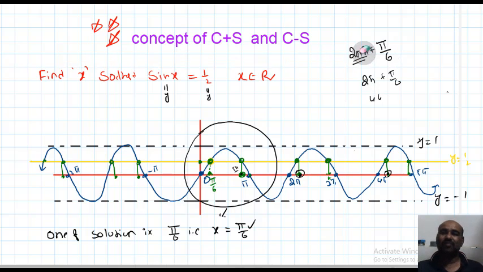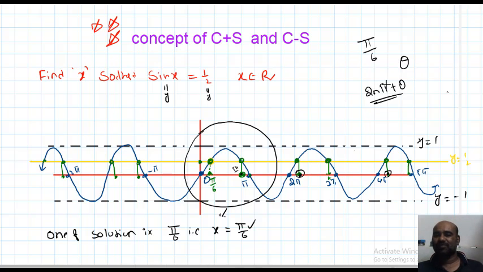So what I am trying to explain to you people is that if theta is one solution of any trigonometrical equation, automatically another solution is 2n pi plus theta, because 2 pi is the period for any trigonometrical function. That's why 2n pi plus theta is a solution for the same equation. Theta is one solution, automatically 2n pi plus theta is another solution of the trigonometrical equation. So n is varying, that's why we get infinitely many solutions.